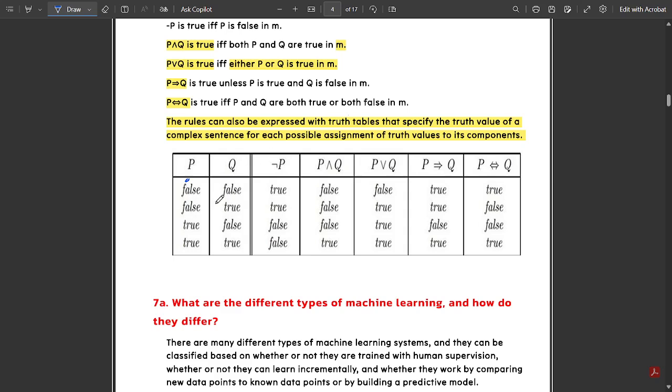See here, when both are false, it is true, and when P is false and Q is true, it is also true. Then when P is true and Q false, it is false. That is why the condition is mentioned as unless P is true and Q is false; only then is it false. So this is the table for implies and biconditional. You can note it down.